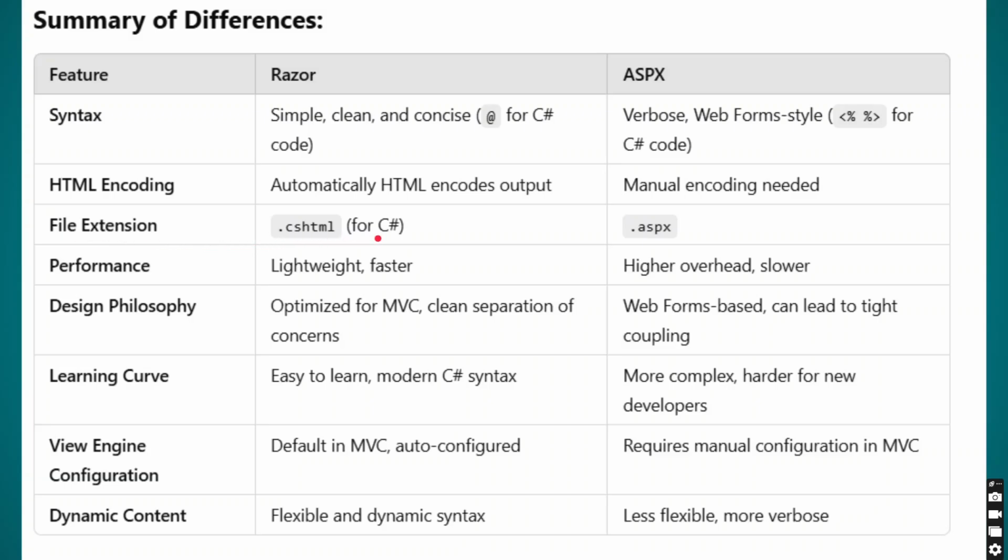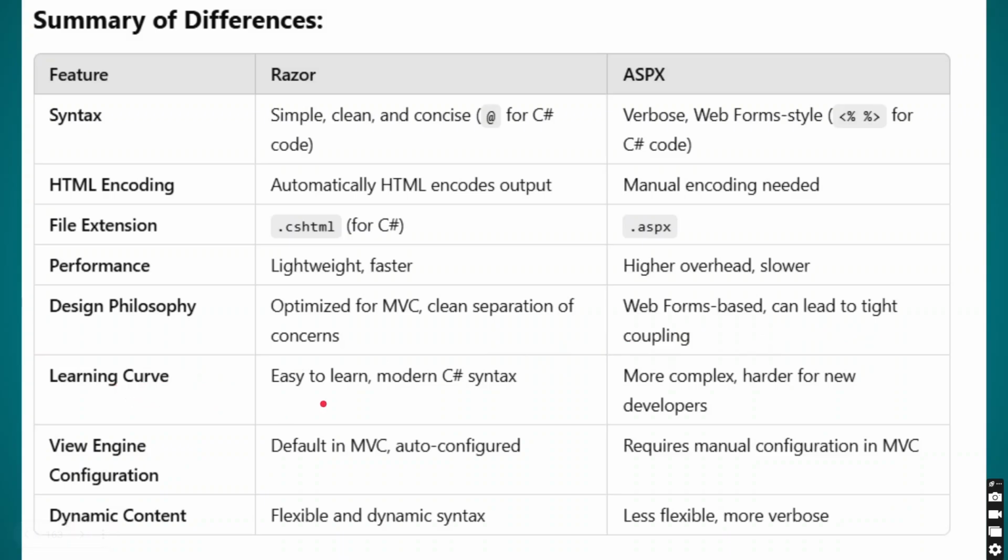.cshtml for C#, .aspx for ASPX. Performance. Razor is lightweight and faster. ASPX has higher overhead and is slower. Design philosophy. Razor is optimized for MVC, with clean separation of concerns. ASPX is web forms based and can lead to tight coupling.